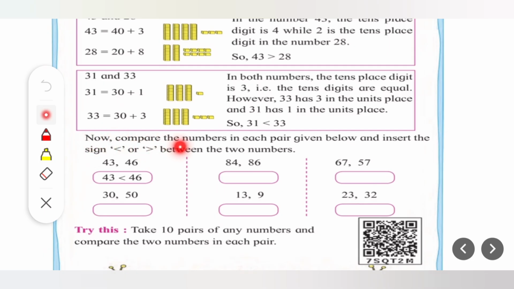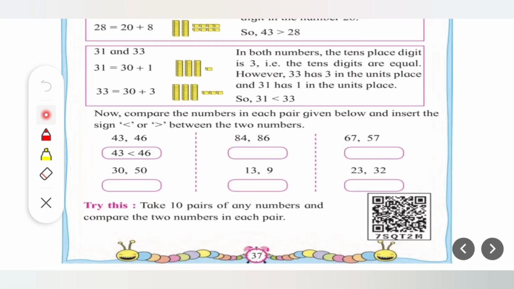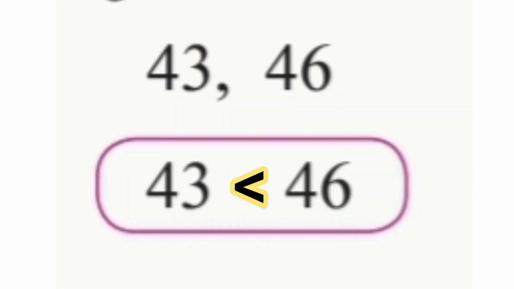Now, compare the numbers in each pair given below and insert the sign smaller than or greater than between the two numbers. Remember the story of the hungry crocodile? The crocodile wants to eat the bigger number. So the sign always turns towards the greater number. The first sum is already done for you. Here 43 is smaller than 46. So the sign turned towards 46. Now let us solve the remaining sums together.